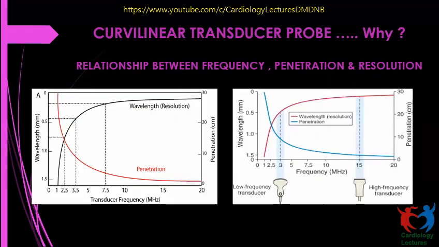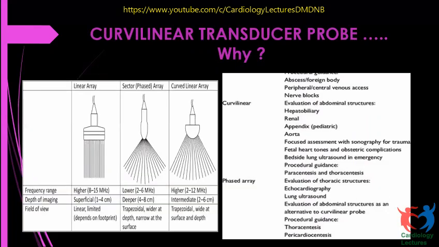Now, this is the relation between the frequency, penetration, and resolution. As the frequency goes up, the penetration goes down, but the resolution gets better. It is a good resolution, but we don't want that here. So we are choosing the frequency between 2.5 to 5 megahertz so that we get adequate penetration and we get a proper resolution also. So low frequency transducers are used for that reason.